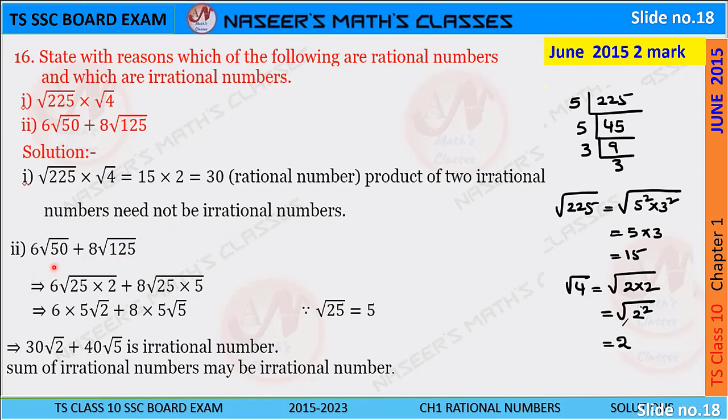Second one, 6 root 50 plus 8 root 125. 50 is written as 25 into 2 and 125 is written as 25 into 5. We already know that root 25 is equal to 5. Then we can write 6 into 5 root 2 plus 8 into 5 into root 5. So 6 into 5 is 30, then we can write 30 root 2, plus 8 into 5 is 40, then we get 40 root 5. Therefore, 30 root 2 plus 40 root 5 is an irrational number. The sum of irrational numbers may be an irrational number.